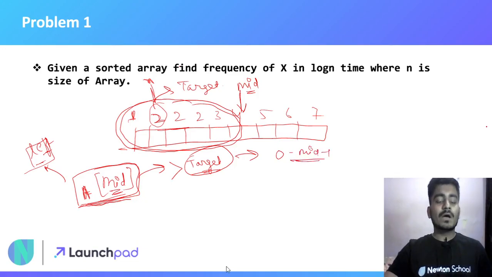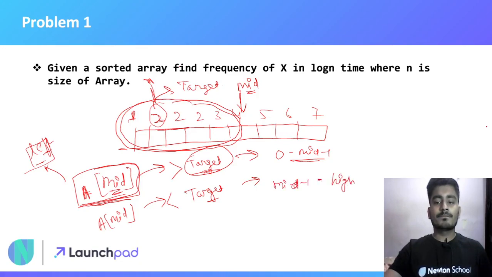Fine. Now the second possibility is when a of mid is less than my target. In that case we simply know that our range will become mid minus 1 to high, or you can say the size of the array. Okay, fine. Now our third possibility is a of mid is equal to my target.